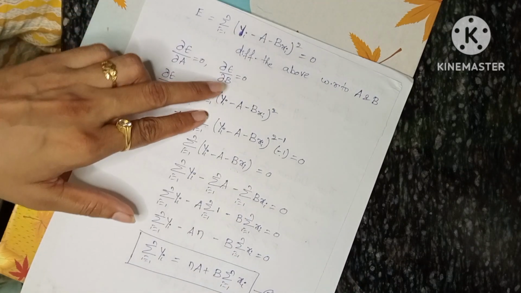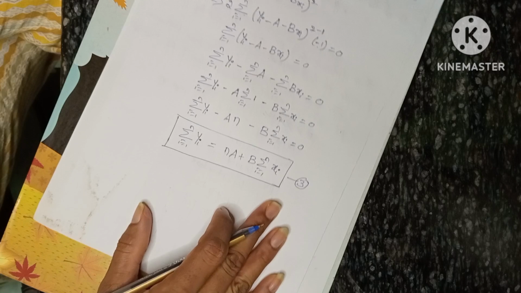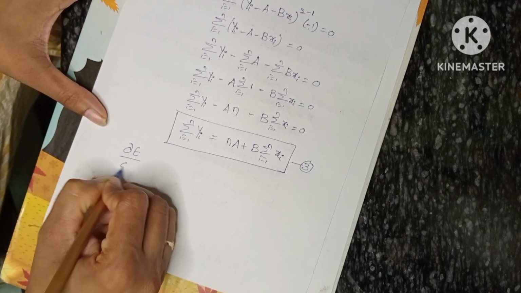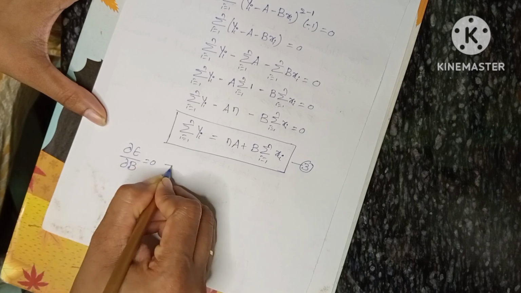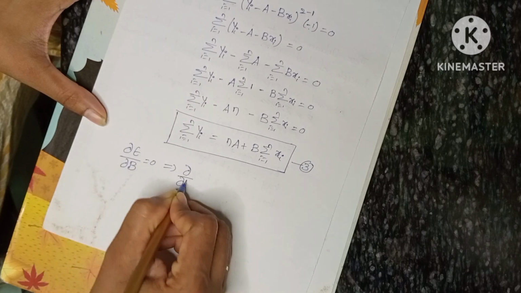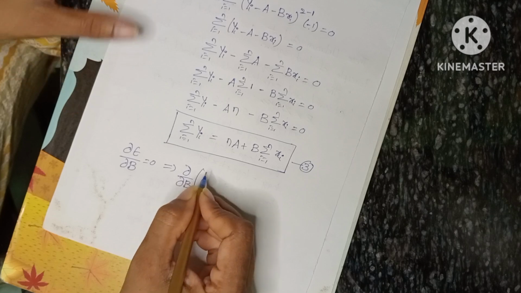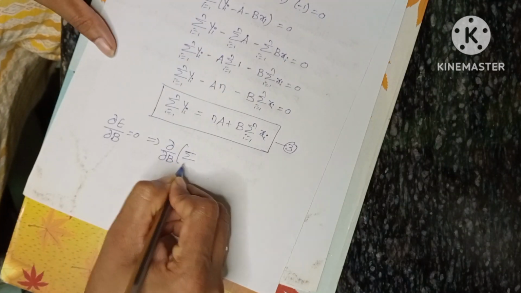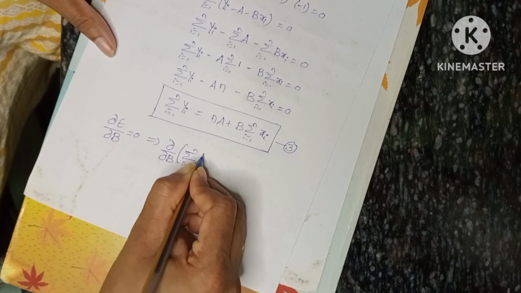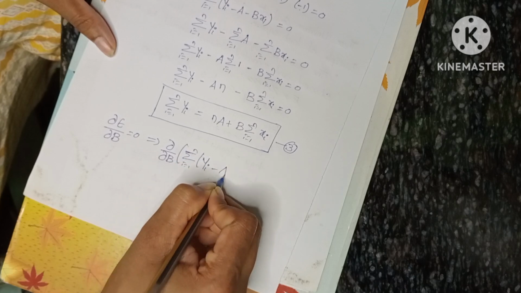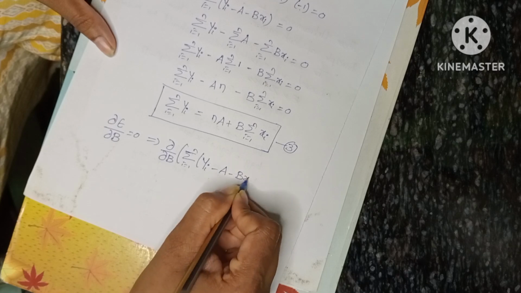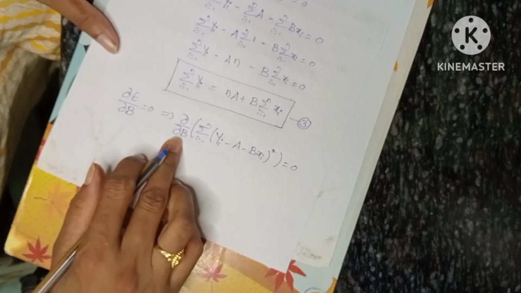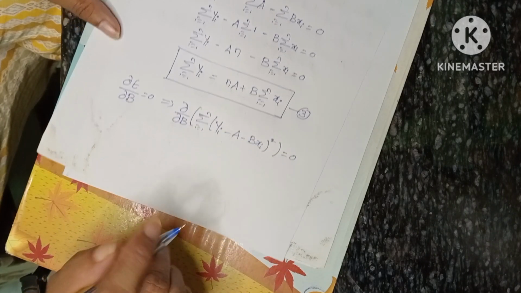Now we have to take this term. That is nothing but dou E by dou b equals 0. That implies dou by dou b of E, in the sense what? Again we have to take this term. So that is summation i equals 1 to n (yi minus a minus b xi) whole square equals 0. Now with respect to b, we have to differentiate.